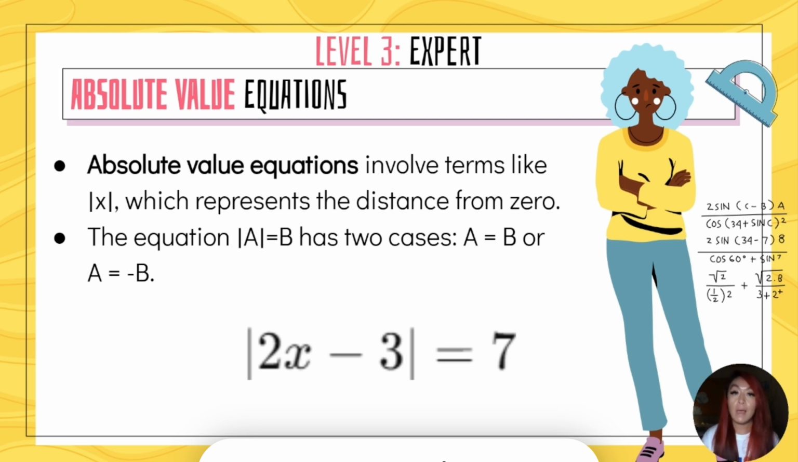The result of the absolute value will always be positive. So these two cases are essential to remember when solving absolute value equations. A equals b or a equals negative b. Just remember that rule.